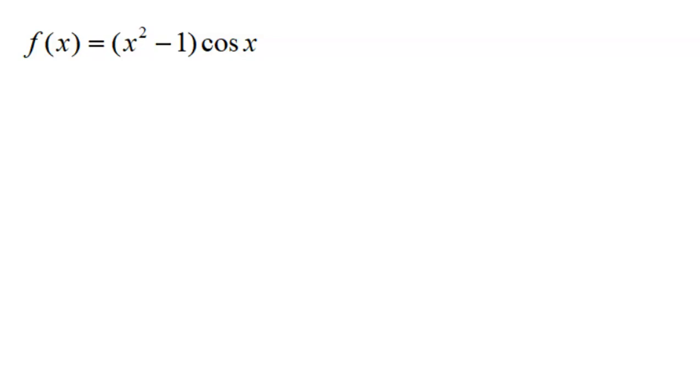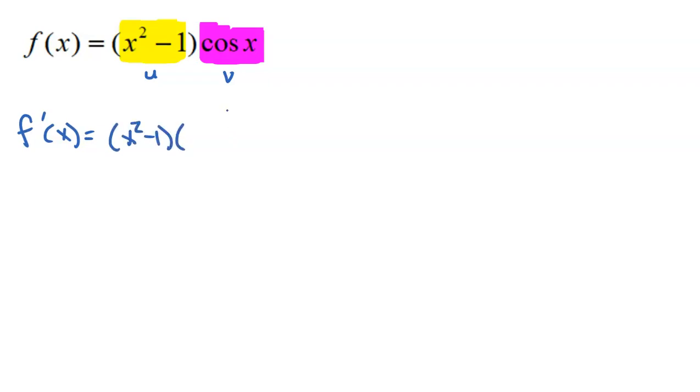Because I have x squared minus 1 times cosine of x, and I can't just distribute that. I would actually still need the product rule. So this is a great example of a problem where you literally have to use the product rule. So there's my u and there's my v. To find the derivative of f, I'm going to start off with u, x squared minus 1, and I'm going to multiply by the derivative of v, which is cosine. The derivative of cosine is negative sine of x.